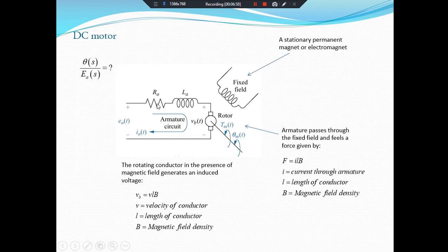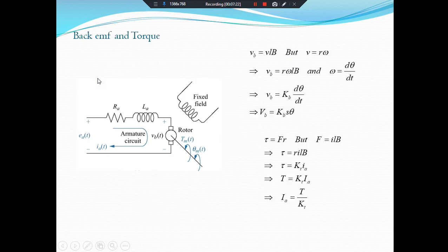Actually, what we have to find is the angular displacement by EA, meaning we apply the voltage and see what angular displacement we get from this. This is the electrical input and we get the mechanical output. So we have to find the relation between the output and the input. Output is mechanical and input is electrical.